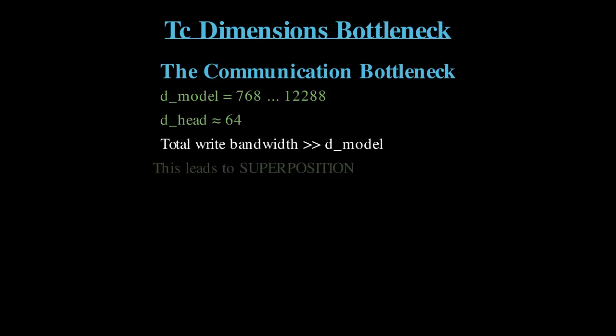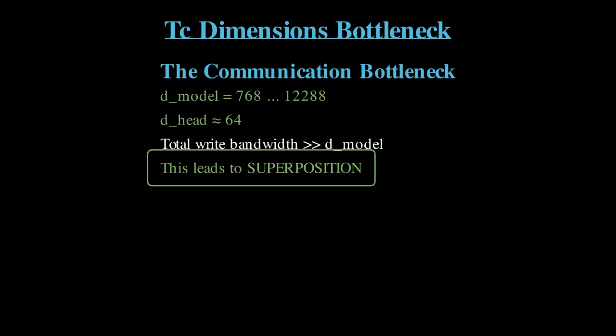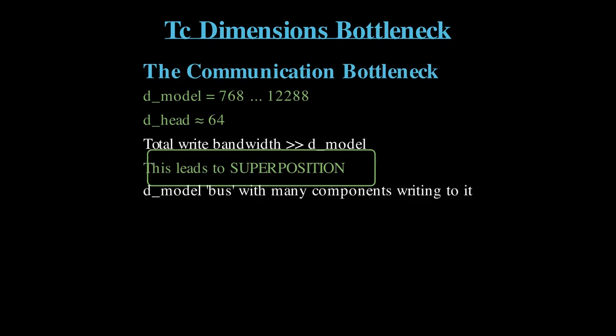This is the seed of a critical concept, superposition, where many different features get represented in the same subspace. We will return to this. For now, the key picture is this: the residual stream is a communication bottleneck, and every component acts as a parallel reader and writer on this shared bus.